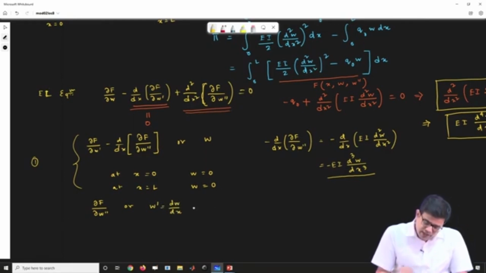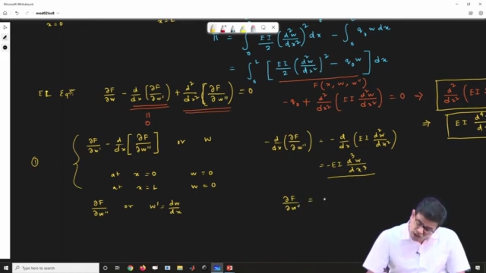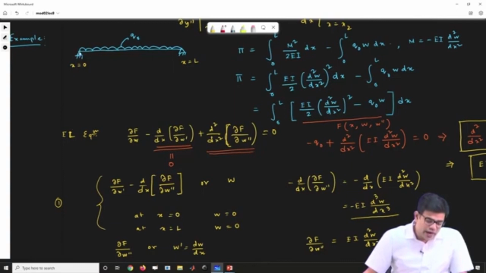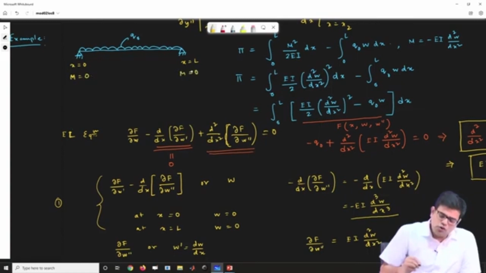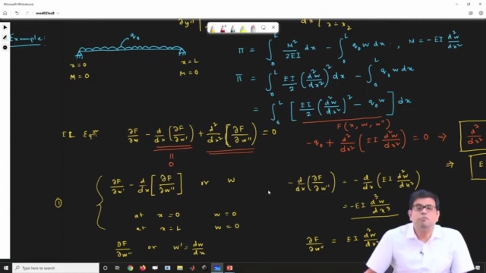So, if I choose this, dou f by dou w prime is nothing, double prime is nothing but your EI d2w by dx2 from this functional. So, this is nothing but the moment, we all know. So, naturally for the current beam problem, at x equals 0 our moment M is specified, M equals 0 here. Similarly, here M equals 0, the moment specified here, because this is a pin jointed end.